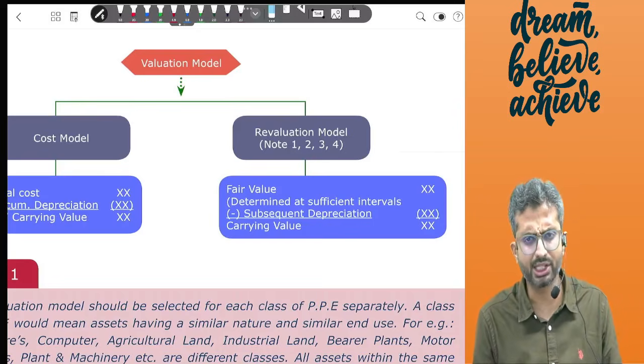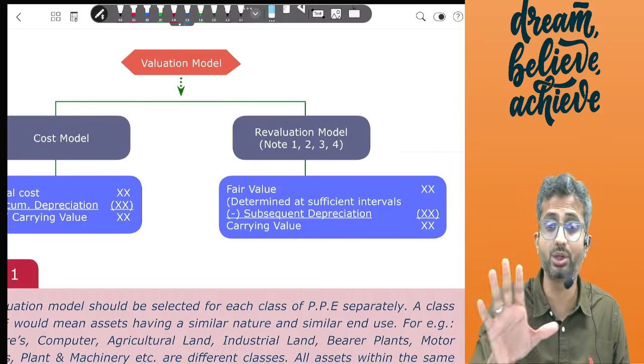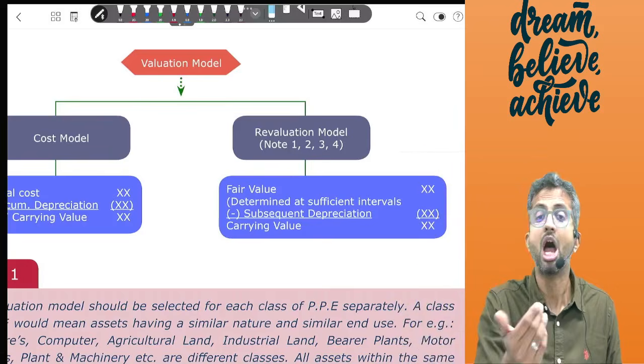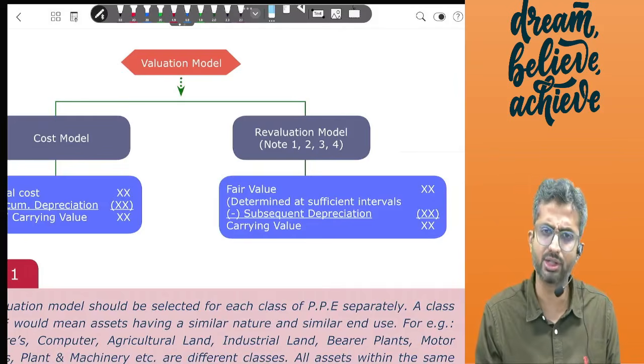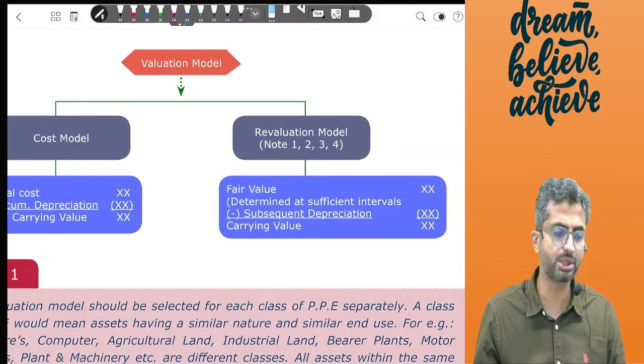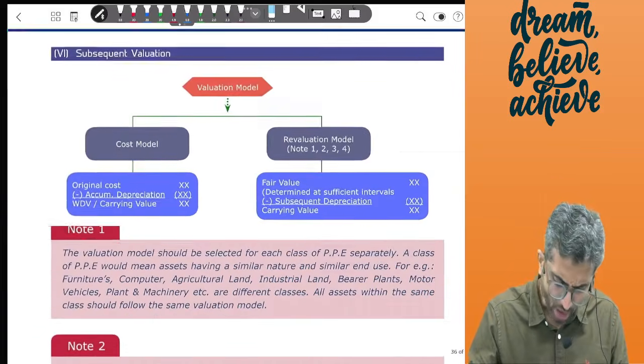And if the question remains silent, in general we assume that the company follows the cost model unless fair value is specifically given and certain instructions are given for you to follow the revaluation model, in which case an assumption is made. Otherwise, we generally assume that we record using the cost model. Okay.